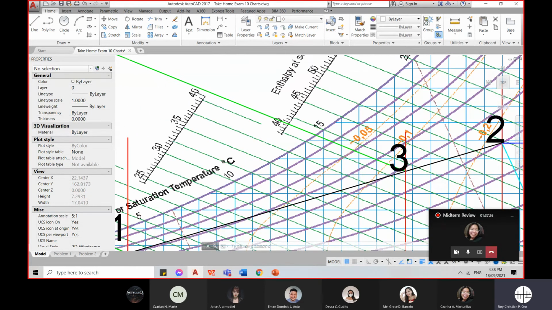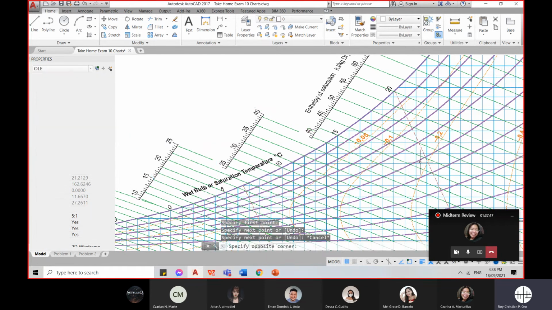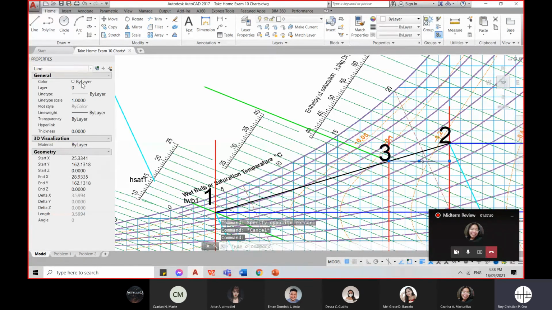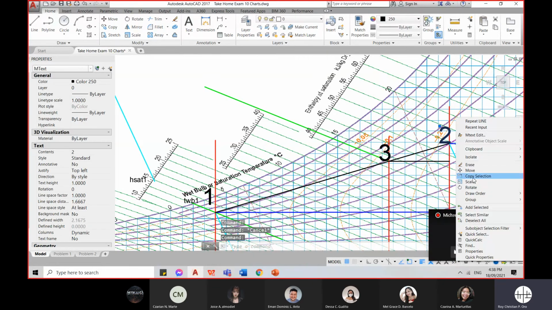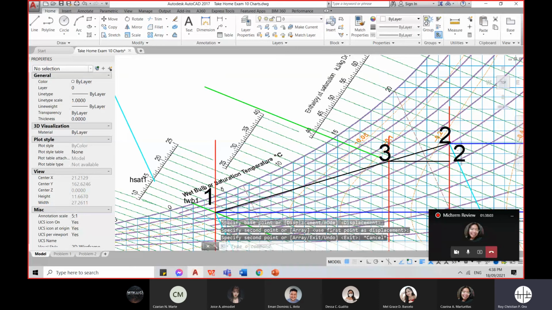The next is to plot state 4. Now, as stated in the problem, the dry bulb temperature at state 4 is the same as the temperature at state 2. Meaning, you just have to make a line from your state 3 to the line for state 2, since they have the same temperature. And from that, you now have your state 4. Let's make the line more visible, and then let's label it state 4.